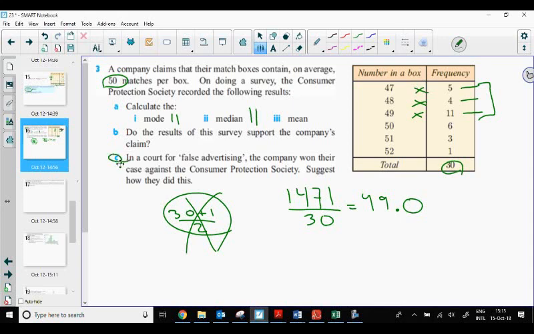Now, part C. This company ends up winning a case in court, claiming that they had false advertising. Why is that? Well, I mean, the sample size here is only 30 boxes.